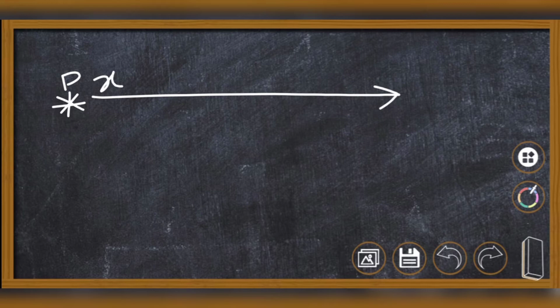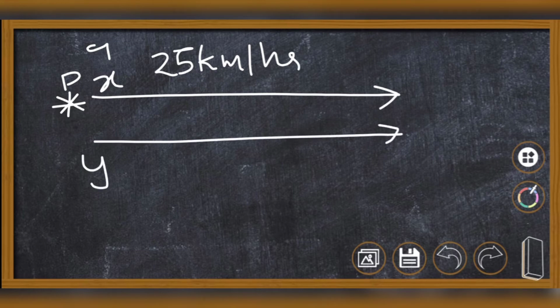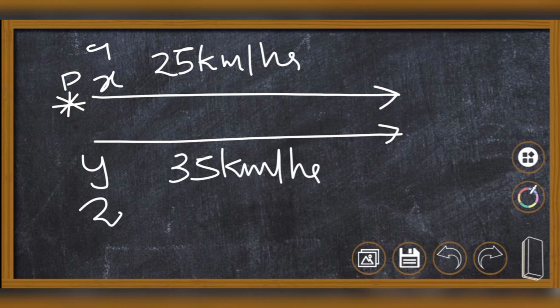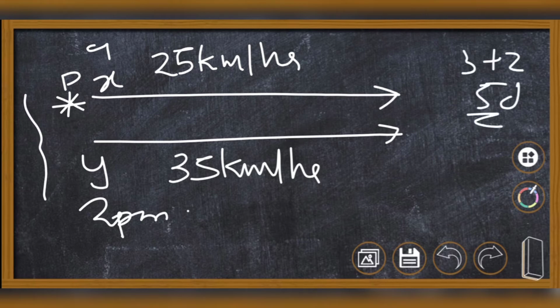So they are traveling in the same direction and two speeds are given and the starting time is also given. So let this point be Delhi. So they are traveling to some other place. Now the first train travels at 25 km per hour and it starts at 9 am. What about the second train? It has a speed of 35 km per hour and it starts at 2 pm. Okay, so what is the difference between the times? 9 plus 3, that is 12, 12 plus 2. So 5 hours later the second train starts.